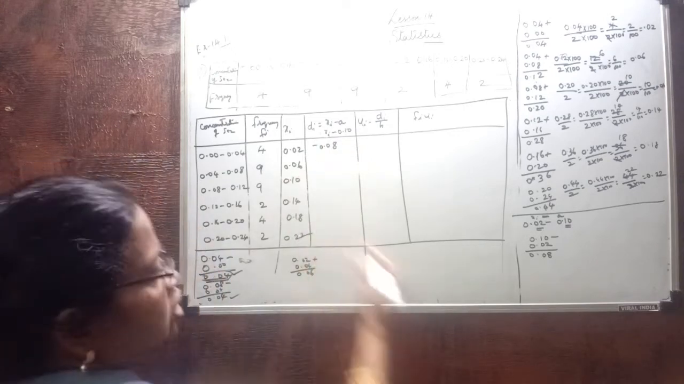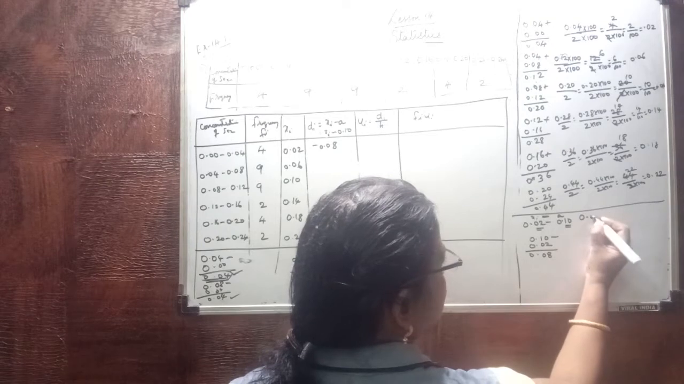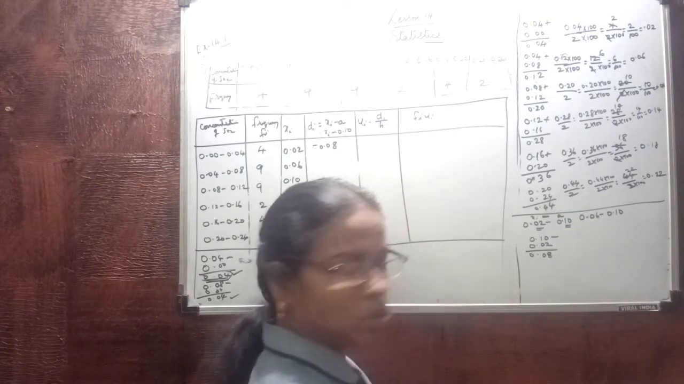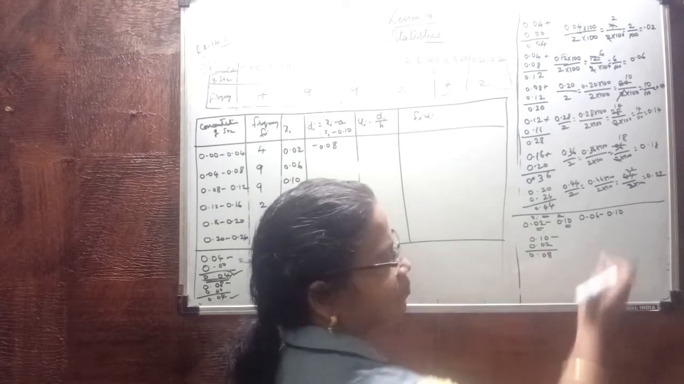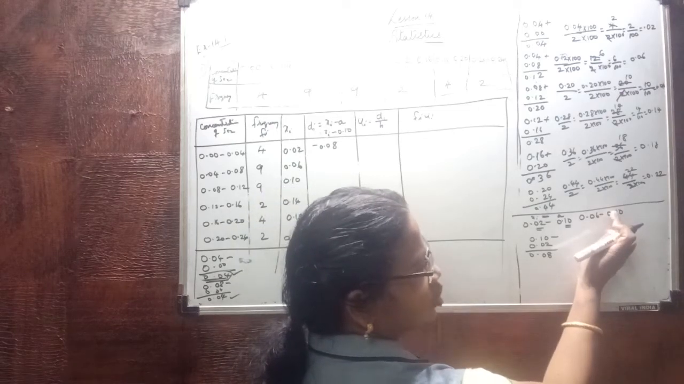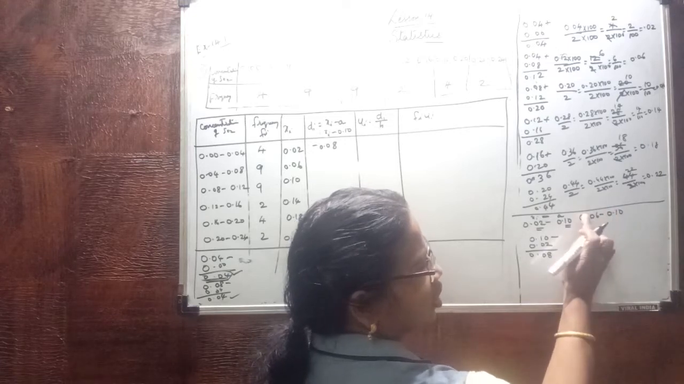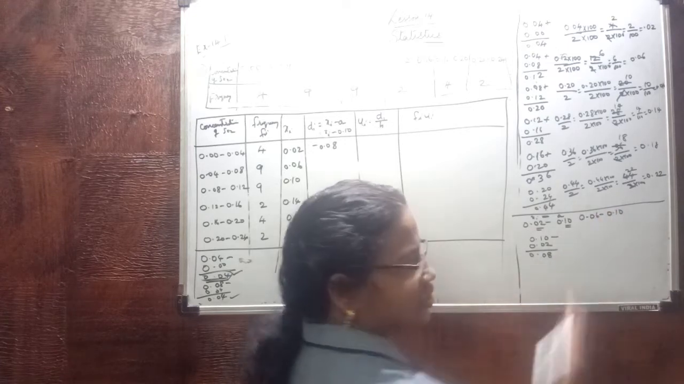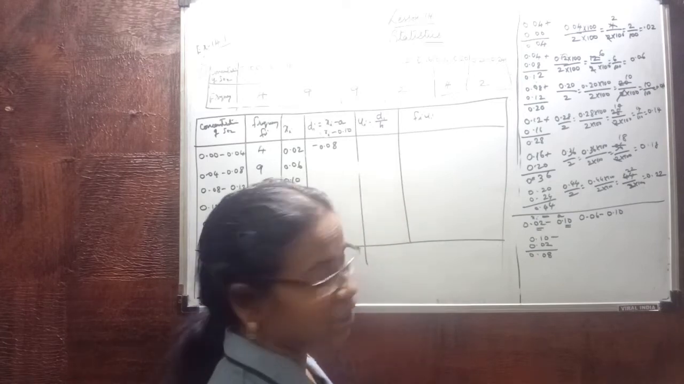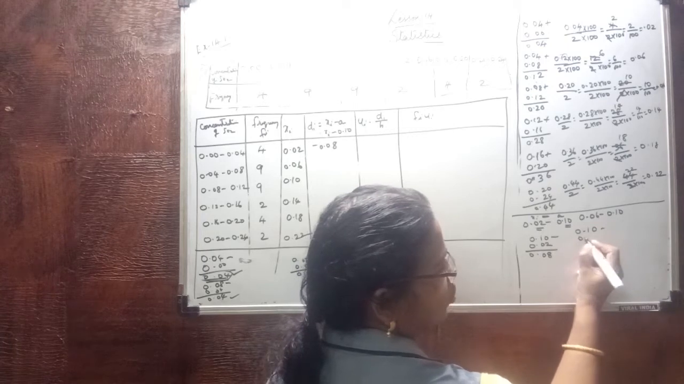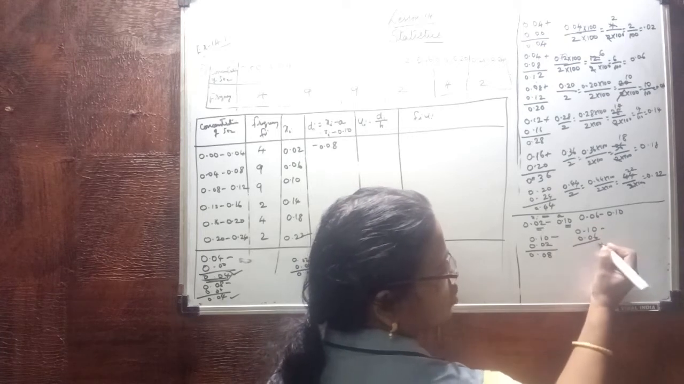Next one, 0.06 minus 0.10. I told you how to find out the bigger one. Here, if you ignore the decimal point, this will be 10, and here 06 means it is 6. Between 6 and 10, 10 is the bigger one. So 0.10 minus 0.06 is 0.04.